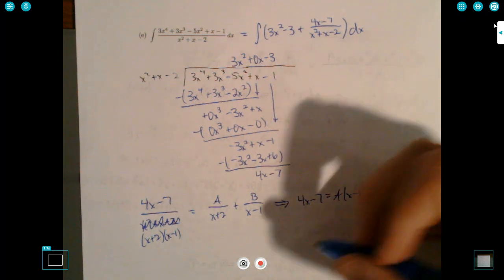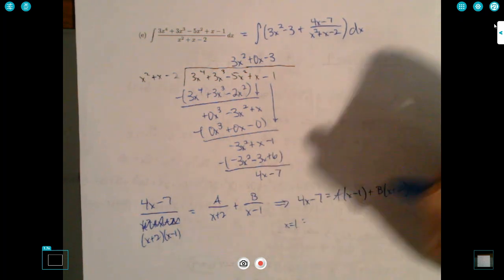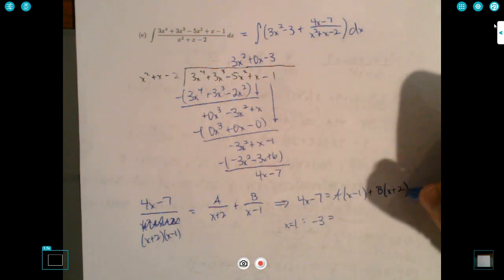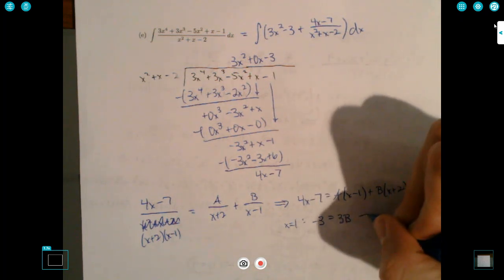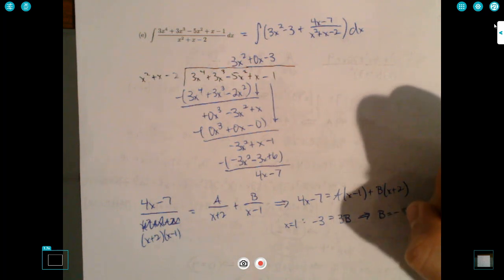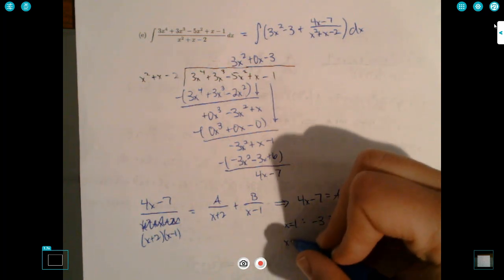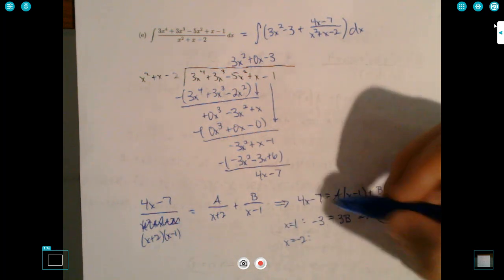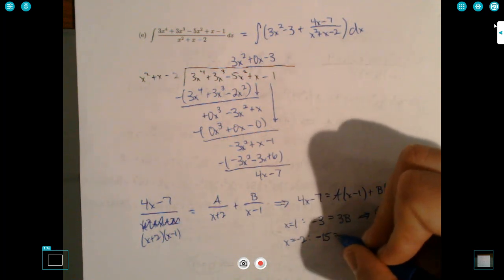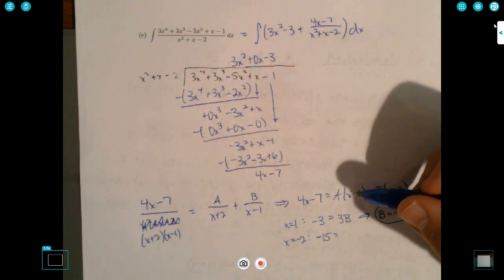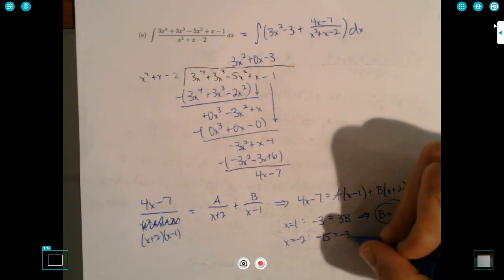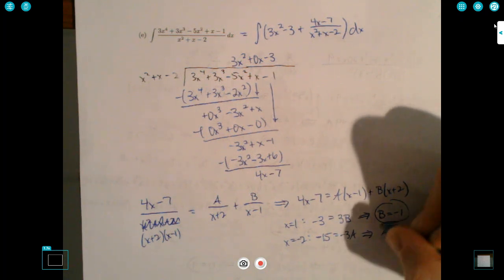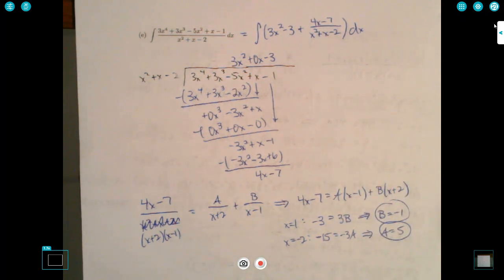If I let x be 1, then 4 minus 7 is negative 3. The a's are gone, and I get 3b. So b is negative 1. If I let x be negative 2, negative 8 minus 7 is negative 15. Negative 2 minus 1 is negative 3. And the b's are gone. So then a is 5. Okay.